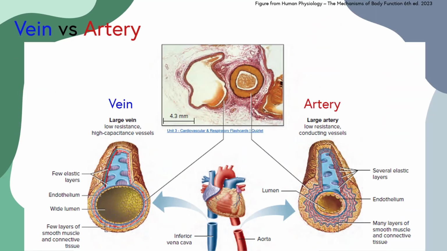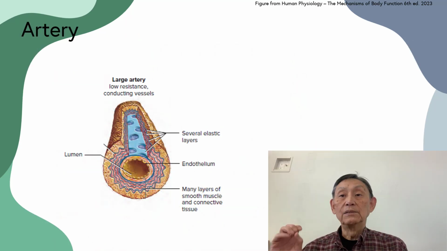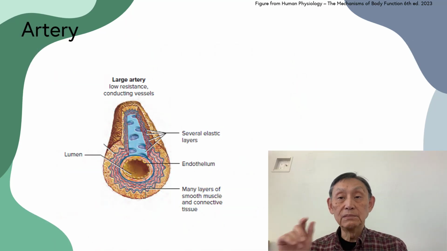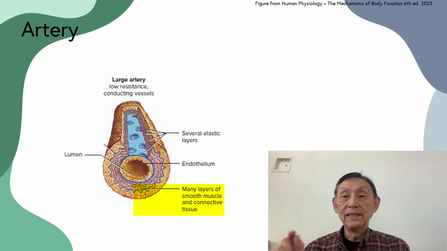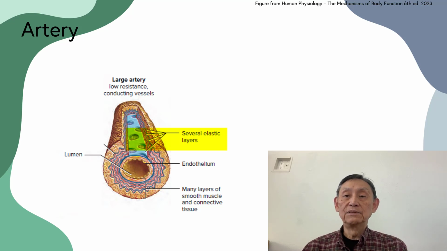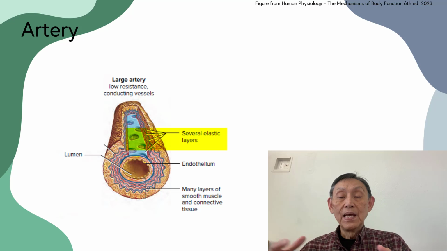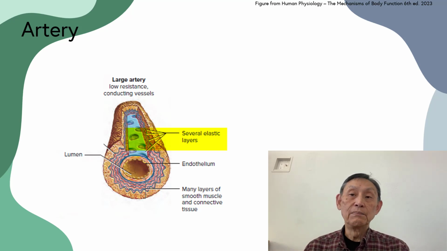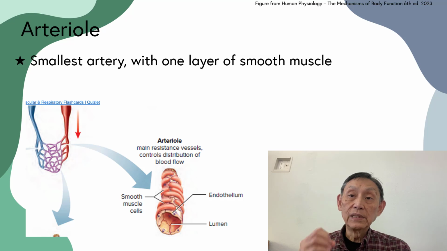This figure shows that the biggest artery and the biggest vein are almost the same size. But if you look inside, the vessel wall in the artery is much thicker and much thinner in the veins, so the diameter of the lumen in the veins is much larger than in the artery. The artery has many layers of smooth muscle, and in between, many layers of elastic tissue. That makes the arteries very elastic. They can store a lot of pressure. That's their main function.